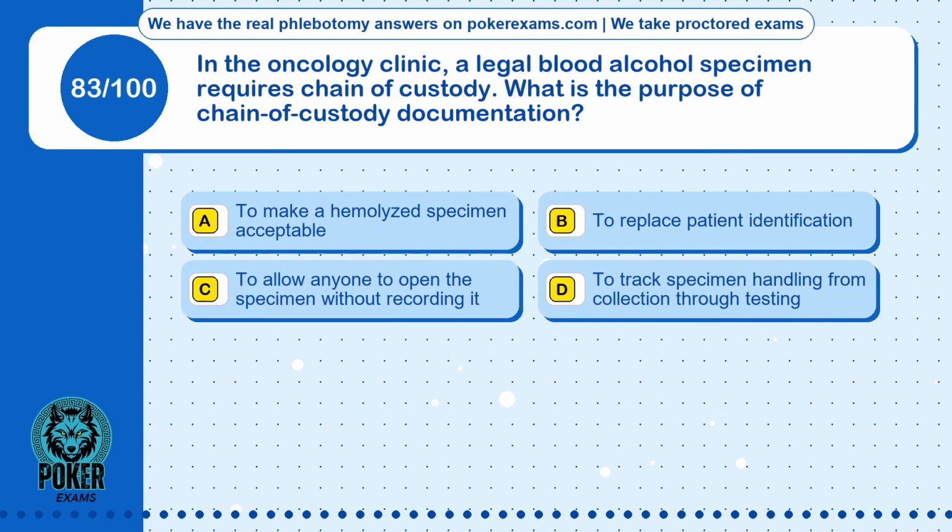Question 83. In the oncology clinic, a legal blood alcohol specimen requires chain of custody. What is the purpose of chain of custody documentation? Option A. To make a hemolyzed specimen acceptable. Option B. To replace patient identification. Option C. To allow anyone to open the specimen without recording it. Option D. To track specimen handling from collection through testing.